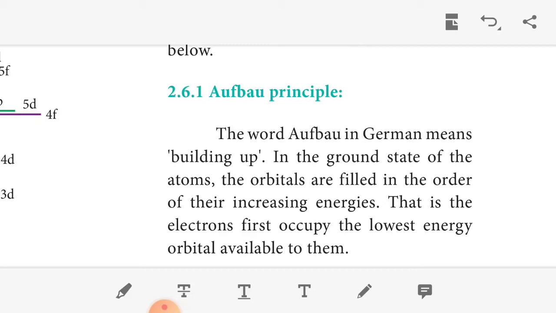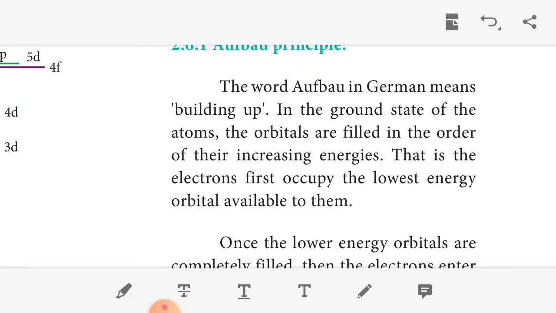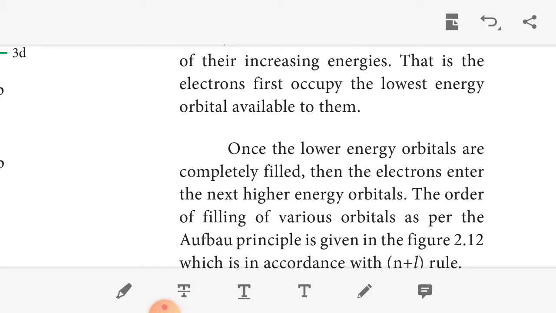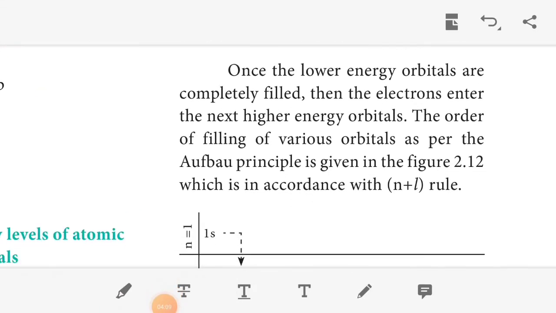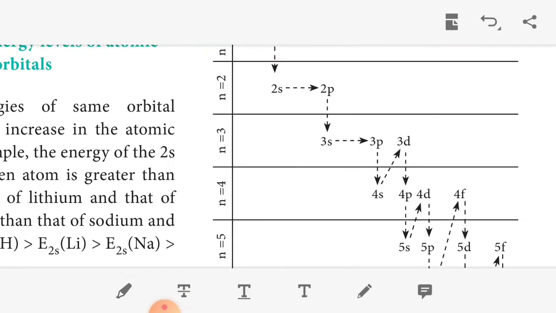That is, in the ground state of atoms, orbitals are filled in the order of increasing energy. The electron first occupies the lowest energy orbital, starting from the lowest energy to the highest energy. Once the lower energy orbitals are completely filled, the electrons enter the higher energy orbitals. The formula for the Aufbau principle is the n plus l rule. So this is the Aufbau principle. It may be asked in 3 marks questions.